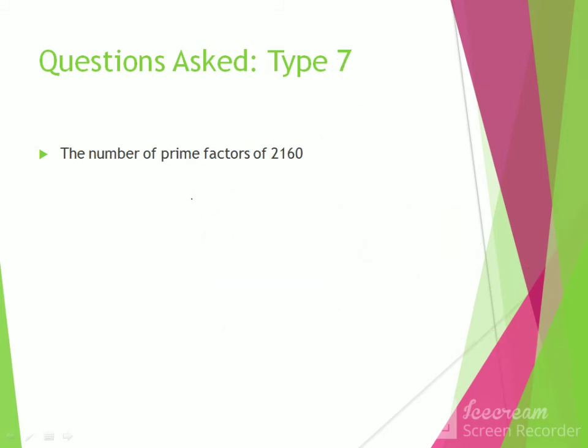Similarly, as we did in the previous question, if you try to list out the factors of 2160 as 1 into 2160, 2 into 1080, and so on, there will be at least 24 to 25 terms that we cannot list out easily. So here we need to follow another simple method, that is nothing but the prime factorization method.